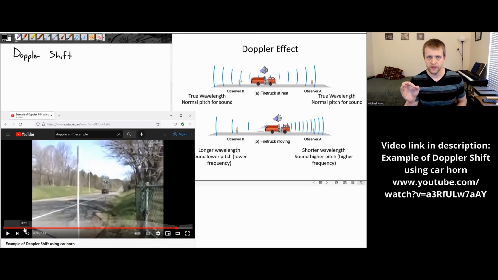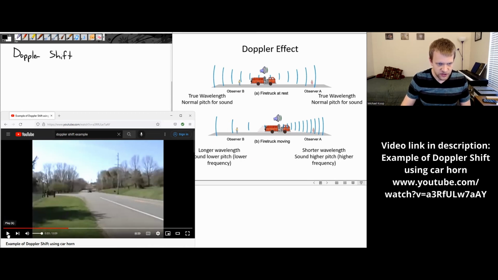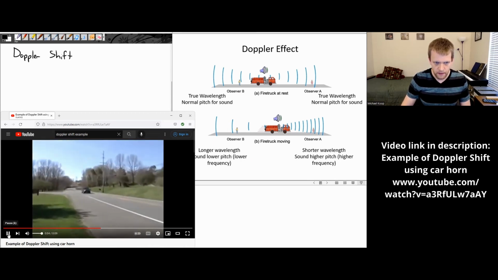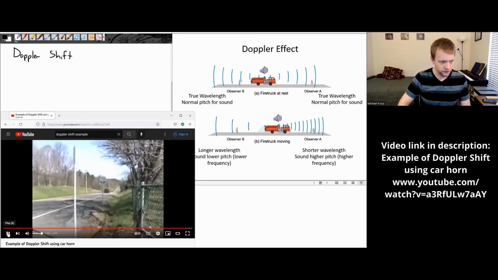So you'll notice very quickly that there's a difference in pitch when the source of sound was moving towards whoever was holding the camera. You had a higher frequency when the source of sound was moving towards the camera and a lower frequency once it passed by. Let's do that last pass just again. High frequency to that low frequency effect.